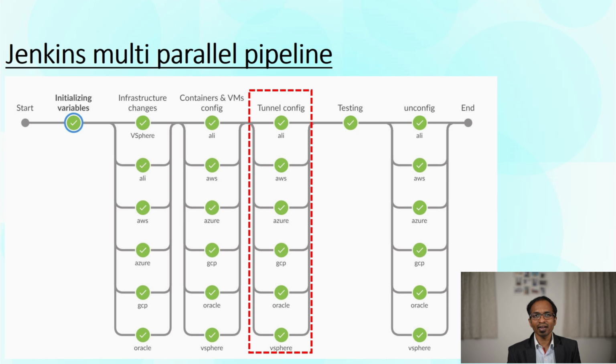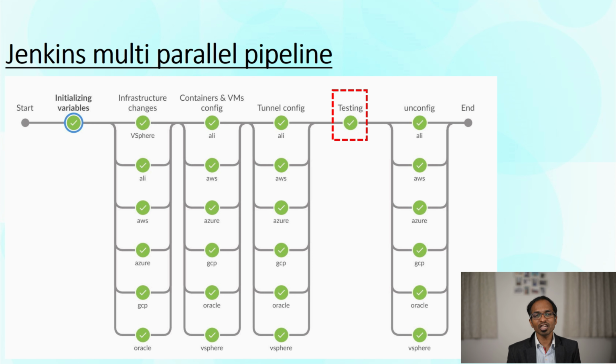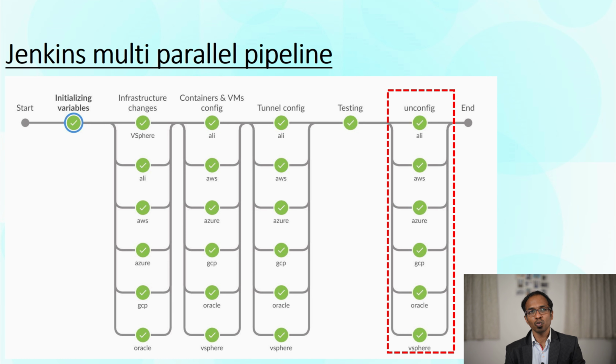Initially, I thought of writing the tunnel configuration in Python. However, I managed to accommodate this in Groovy. In the final stage, testing, connectivity is tested from the client virtual machine located in the hub site to all containers on client virtual machines located in all spoke sites. Once the testing is completed, scripted stage unconfig will be called from the main script to destroy all the resources created in previous stages.